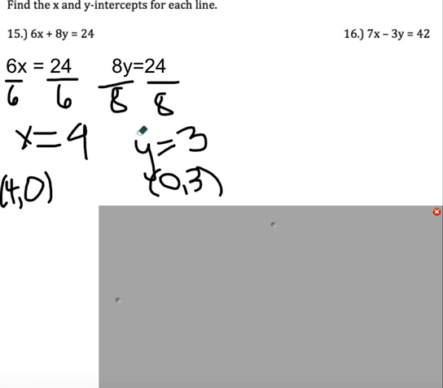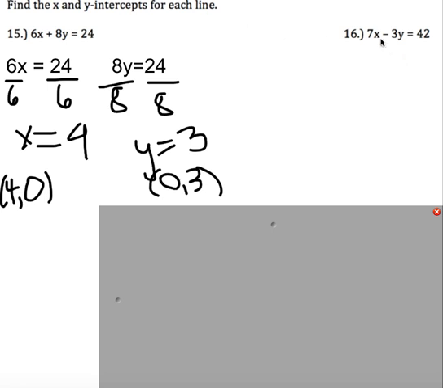If you are simply finding the intercepts to graph an equation that's in standard form, you could simply write x equals 4 and y equals 3. Let's look at this next example.